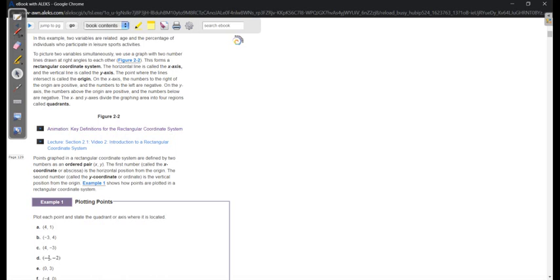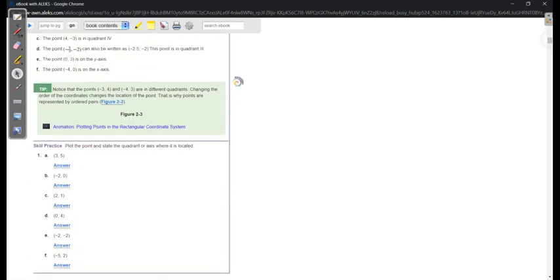Matter of fact, here's what we can do instead. Let's just go here, right? So we're going to talk about graphing points, right? Points graphed in a rectangular coordinate system are defined by two numbers as an ordered pair, x and y. The first number, called the x-coordinate, is the horizontal position from the origin. The second number, the y-coordinate, is the vertical position from the origin. All right, example 1 shows how points are plotted in a rectangular coordinate system. So let's check that out.